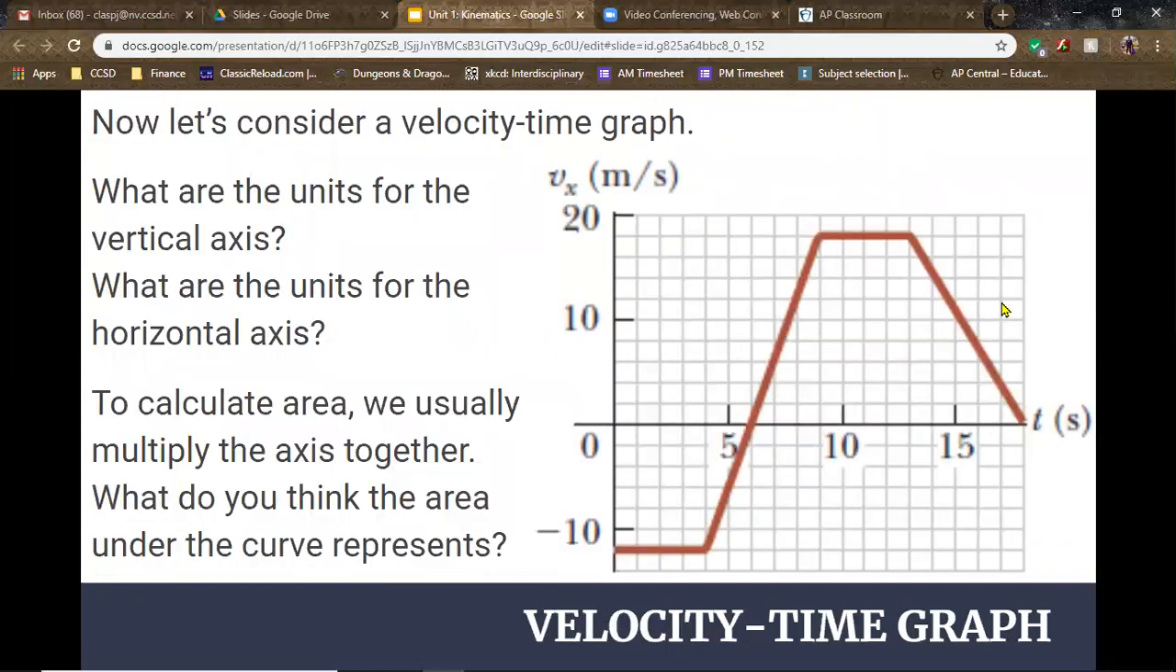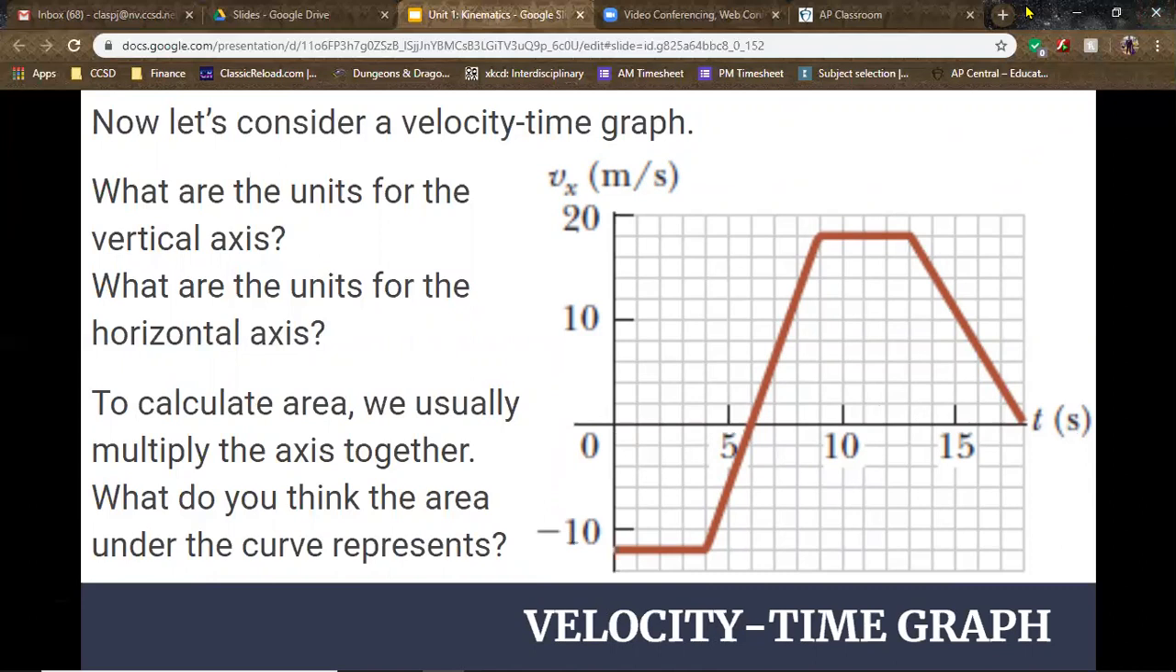We're going to practice. Let's look at a velocity time graph. Well, I guess we'll get to practicing later. So let's consider a velocity time graph. I know it's a velocity time graph because I can look at my axes. What are the units for the vertical axis? That would be meters per second. What are the units for the horizontal axis? Horizontal axis would be seconds.